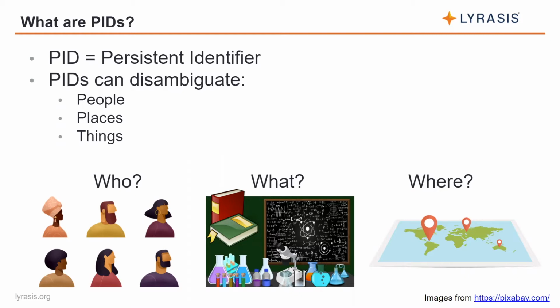So to make sure we are all on the same page, let's do a brief review about what PIDs are. PIDs stands for Persistent Identifiers, and PIDs are basically unique labels or references that allow us to disambiguate people, places, and things in the research and scholarly landscape, regardless of changes over time, to help us gather information and answer questions about research and scholarship.